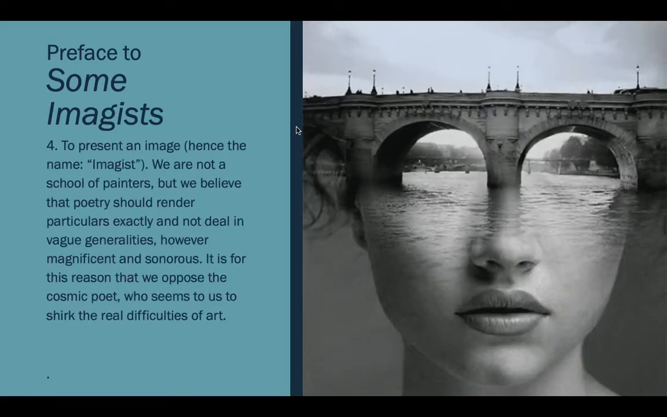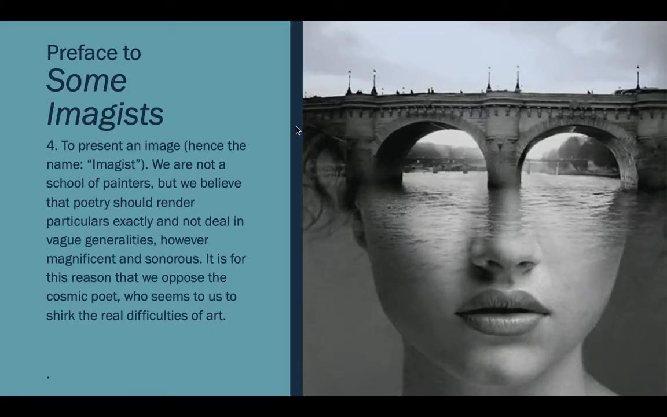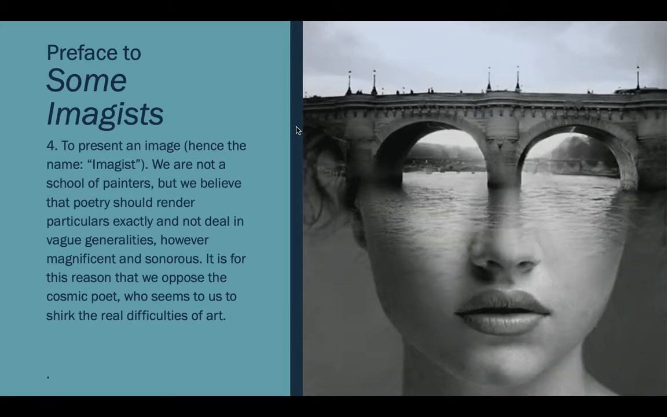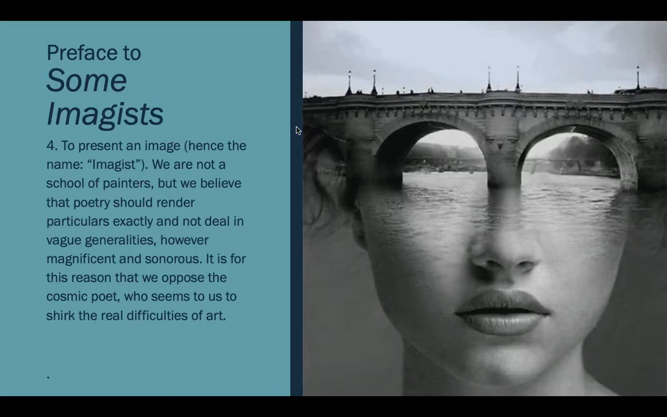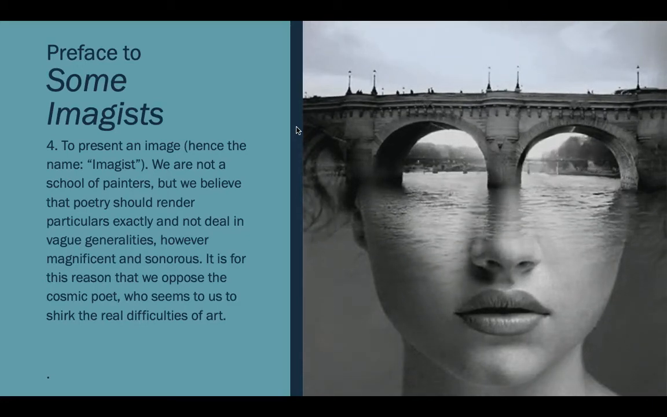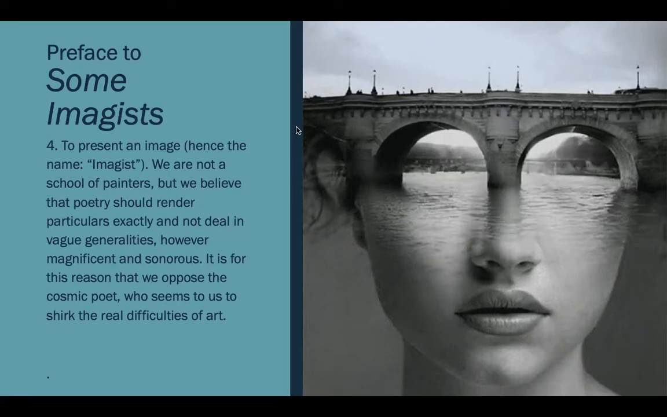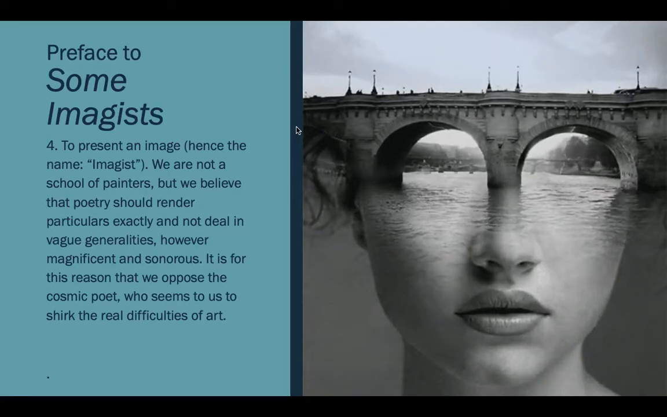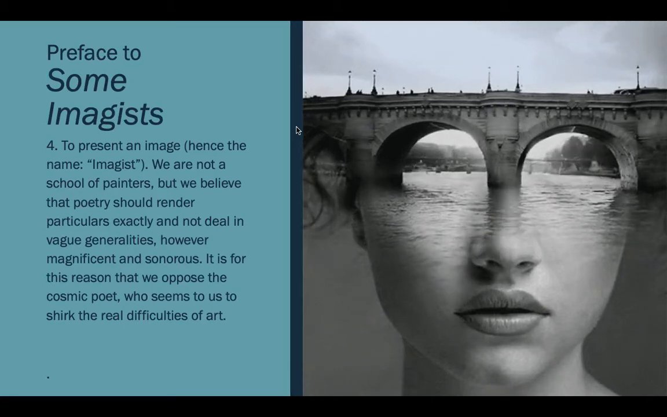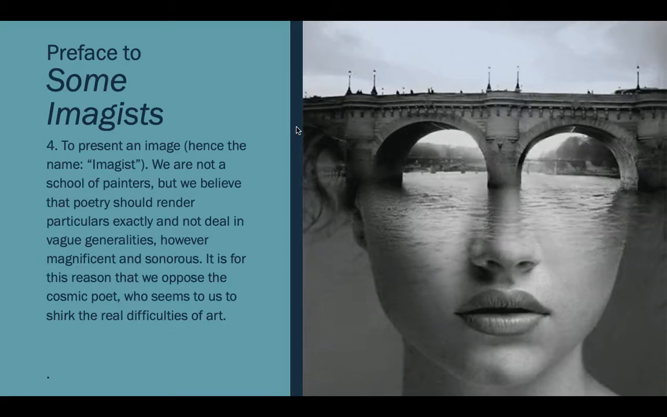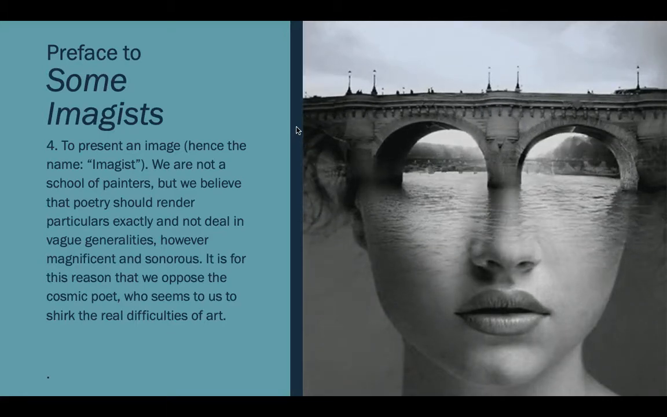To present an image, hence the name Imagist. We are not a school of painters, but we believe that poetry should render particulars exactly and not deal with vague generalities, however magnificent and sonorous. It is for this reason that we oppose the cosmic poet, who seems to us to shirk the real difficulties of art.